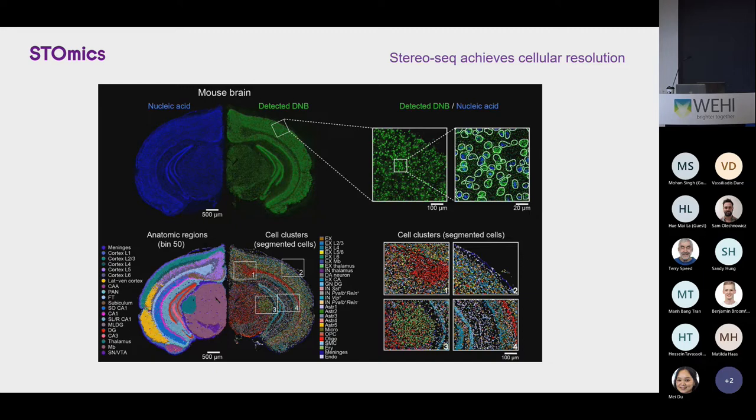a total of about 50 to 60,000 single cells for this one mouse hemibrain slice. And we're able to do cell clustering to identify all the different cell types color-coded over here. And when you zoom in at these different areas, you can see the beautiful cellular heterogeneity and spatial organization. Next.